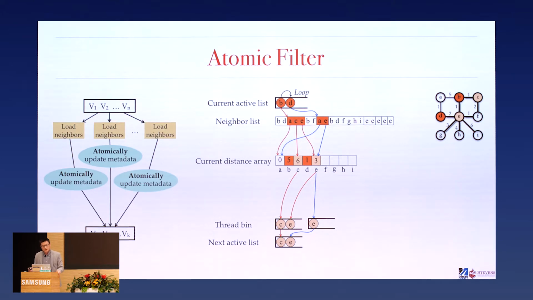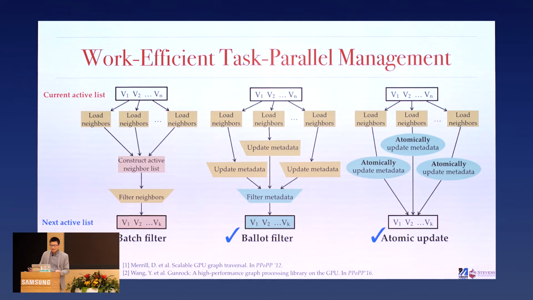So in summarization, here you know the neighbor and you atomically update the status array or metadata and then generate the active list. You avoid scanning the status array. So in summarization, we have compared against the existing batch filter, which is the existing work, and we introduced some new work, Ballot Filter and atomic update, to generate the work list faster so that you can balance the workload better.